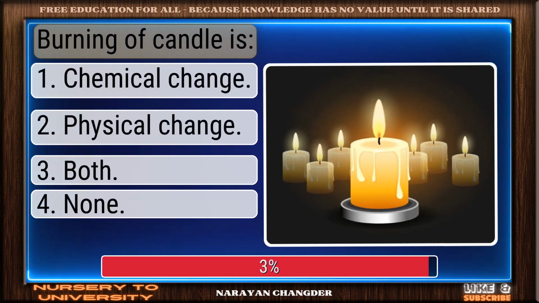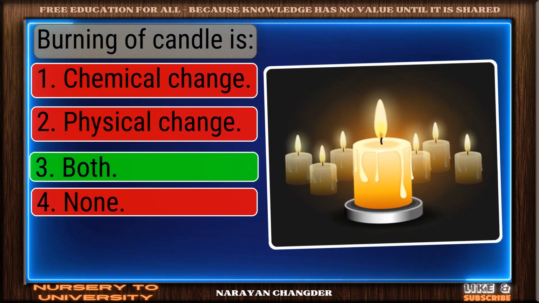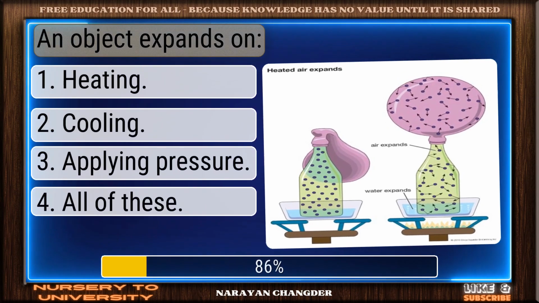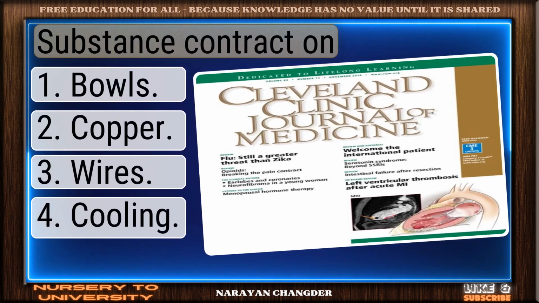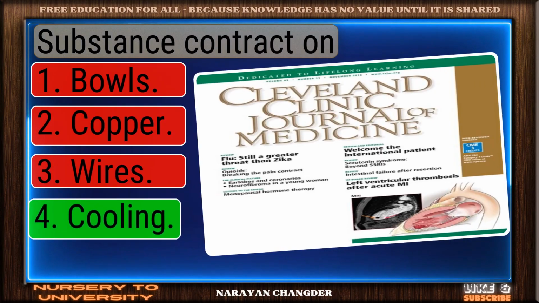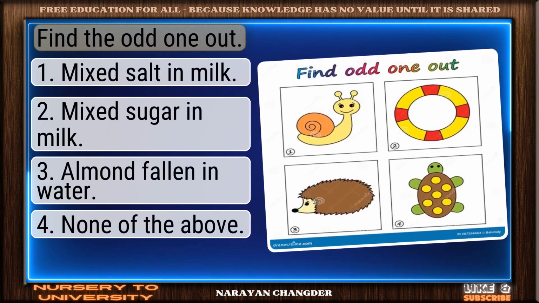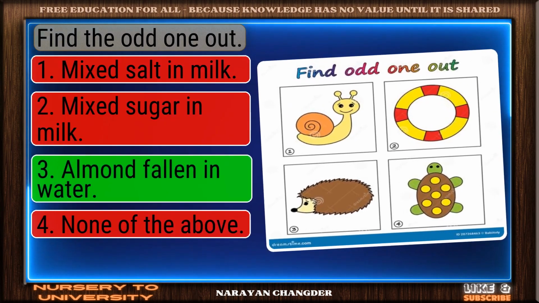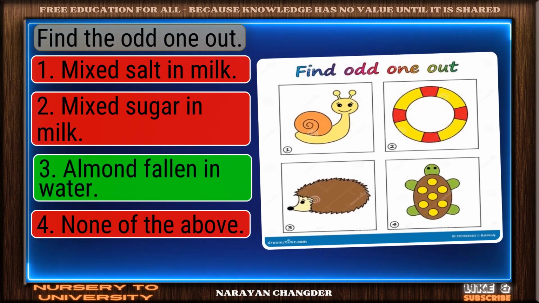Burning of candle is. Well done. Both is the right choice. An object expands on. Nicely done. Heating is a solid answer. Substance contract on. Good job. Your answer cooling works well here. Find the odd one out. Excellent choice. Almond fallen in water is the right answer.